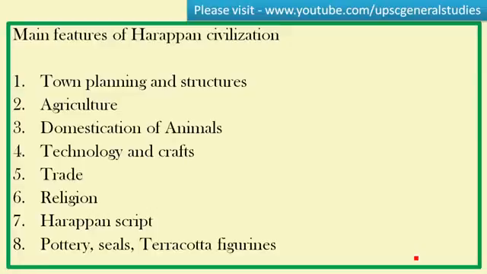In our previous video we had discussed about Harappan civilization, the introduction and various important sites of Harappan civilization, their main features. In this video let's discuss about the common features and important features of Harappan sites. These features include town planning and structures, agriculture, domestication of animals, technology and crafts, trade, religion, script. Harappan script was unique because of its pictographic images, and pottery, seals, terracotta figurines.